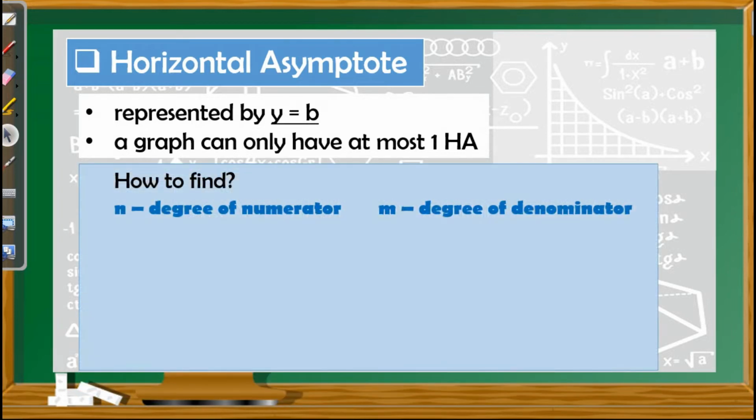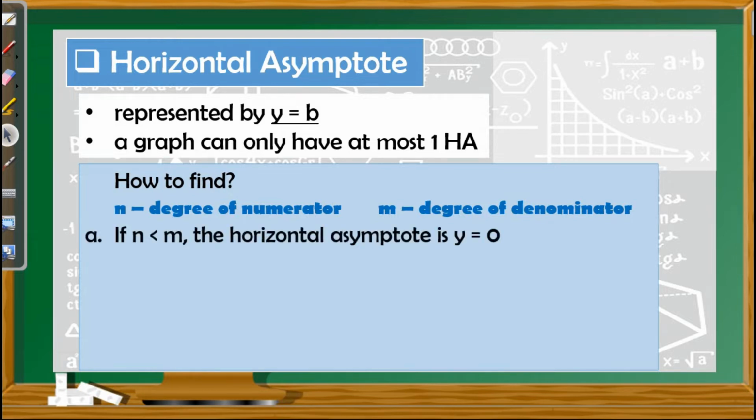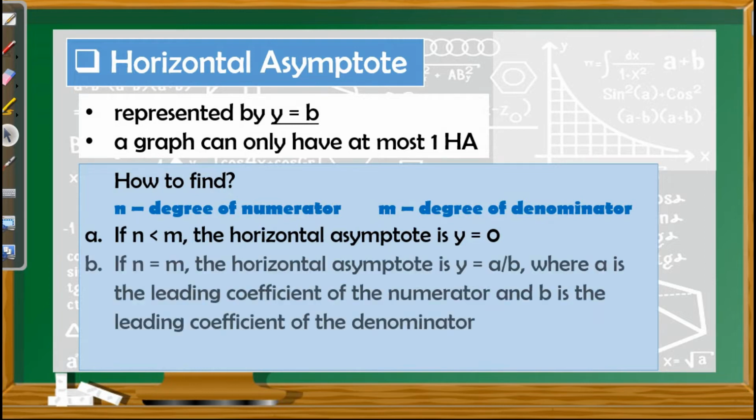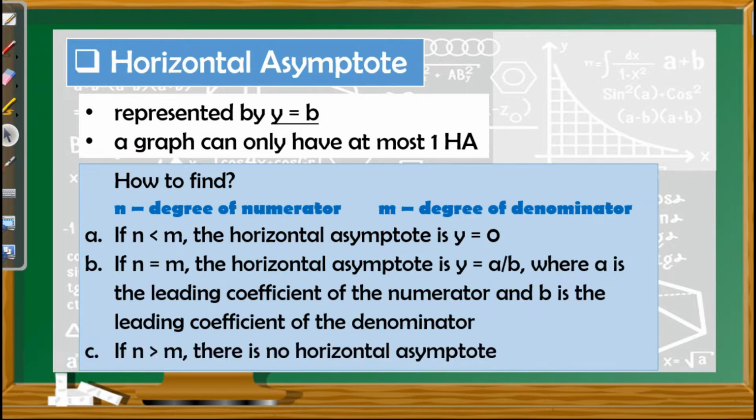And to find the horizontal asymptote, let n be the degree of the numerator and m be the degree of the denominator. So if n is less than m, meaning the degree of the denominator is greater than the numerator, the horizontal asymptote is automatically y equals 0. But when n is equal to m, the horizontal asymptote is y equals a over b, where a is the leading coefficient of the numerator and b is the leading coefficient of the denominator. If n is greater than m, there is no horizontal asymptote.